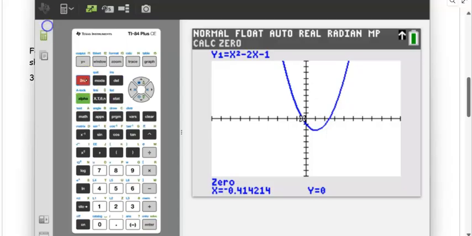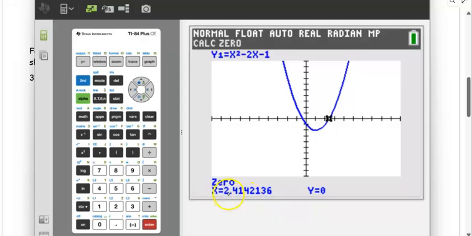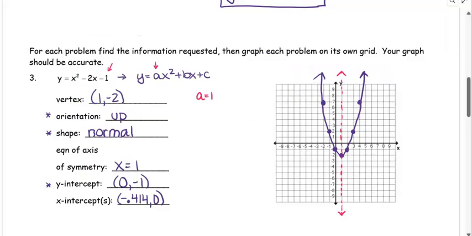Let's find the second one, second trace. Number 2, we're going to arrow to the left of it, click enter. We're going to arrow to the right of it and click enter. And we're going to take a guess, and I see that my other zero is at 2.4140.